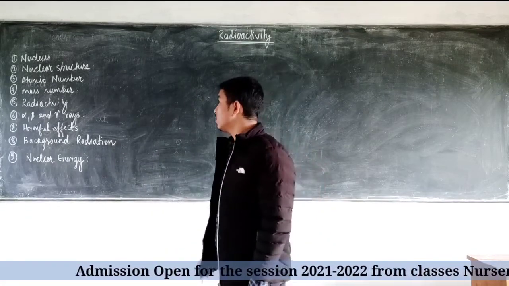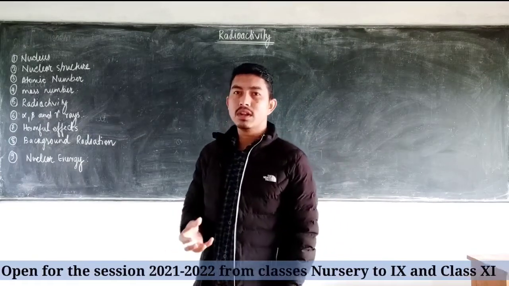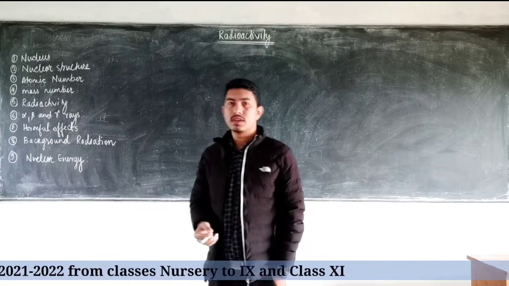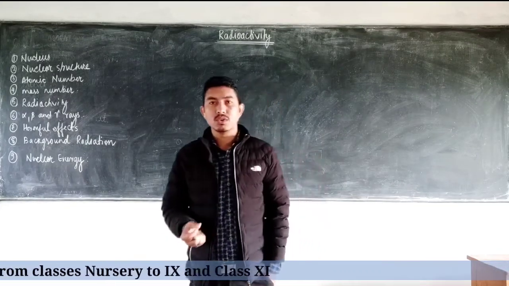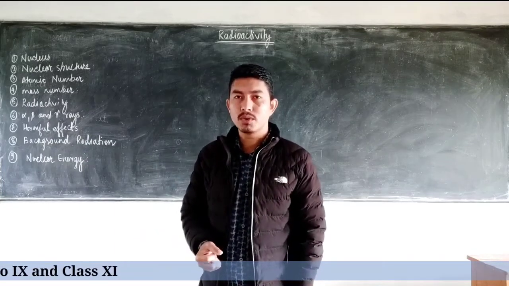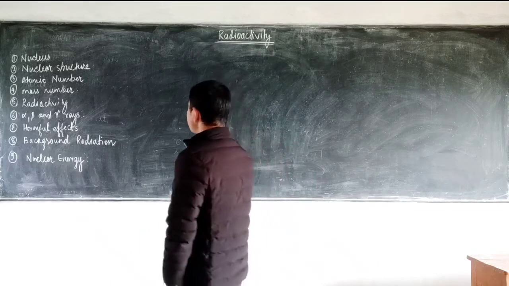So to begin with the first topic, the nucleus, we have already studied that the central core, or the central part of the atom, is known as the nucleus. And the nucleus contains two kinds of nucleons, that is the positive nucleons, the protons, and the neutral ones, that are known as the neutrons.